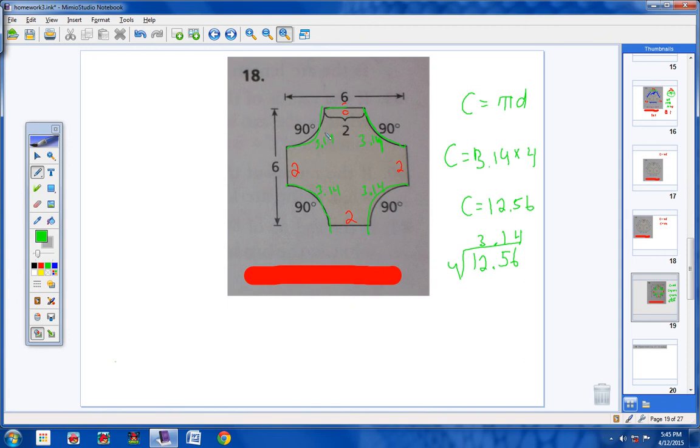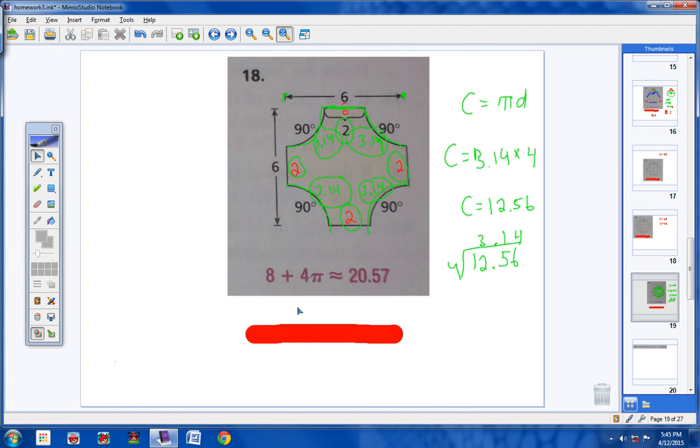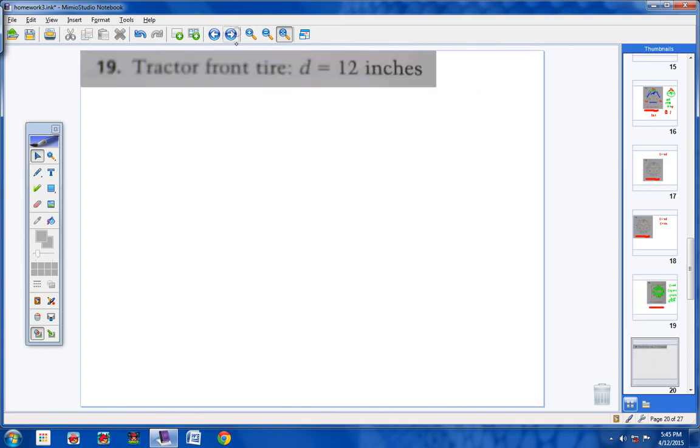So here's what I do. I take 3.14 plus, now 6 is not the length of this line right here, okay? That's the whole distance from here to here. You only add 2, so 3.14 plus 2 plus 3.14 plus 2 plus 3.14 plus 2 plus 3.14 plus 2. And if you do all of that correctly, you will get the answer, which is 20.56 or 20.57.